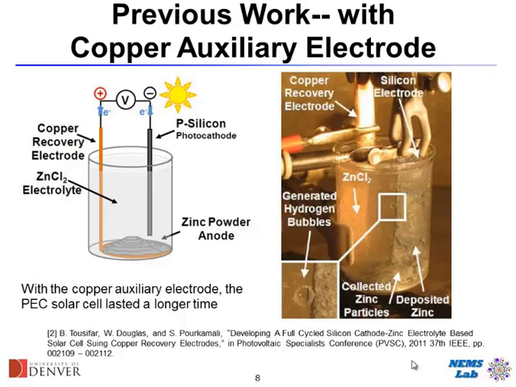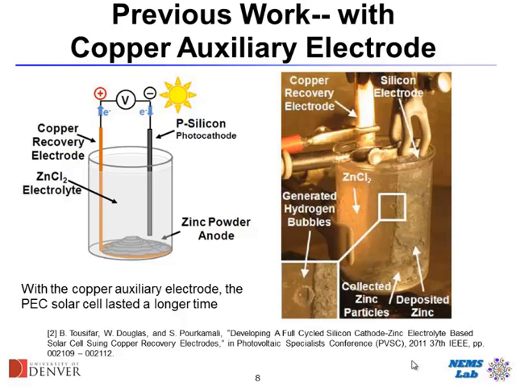Now, even though we are not consuming zinc in this process, the problem is that your zinc electrode will eventually be completely gone, right? Because you are taking zinc out of the electrode, depositing it on the silicon surface. You are recovering the zinc, but the zinc is not on the electrode side anymore. So one of the improvements we did in the next step was we added this copper electrode.